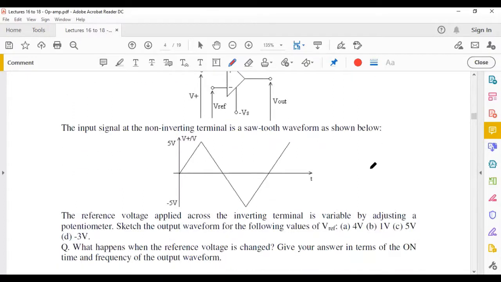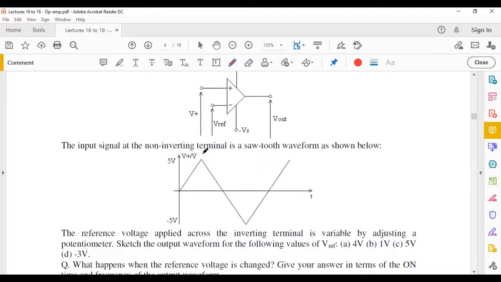Okay. Now the reference voltage. The reference voltage applied across the inverting terminal is variable by adjusting a potentiometer. So very similar to what you said earlier. Sketch the output waveform for the following values of Vref. So if, for example, you are setting V reference there, remember your V reference is connected to inverting terminal, and your sawtooth waveform to non-inverting. So for example, this is 4 volts.